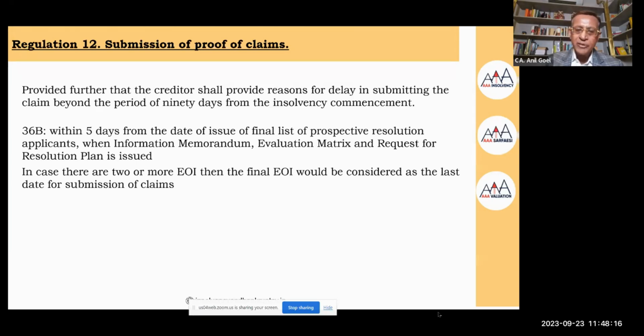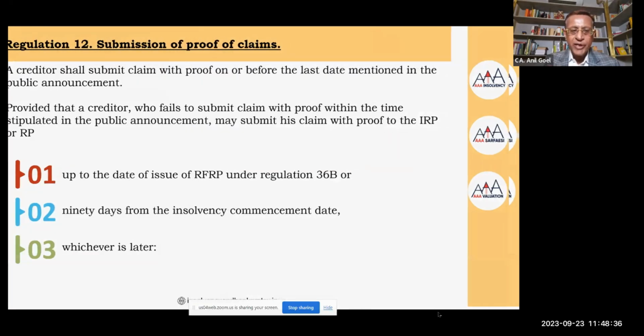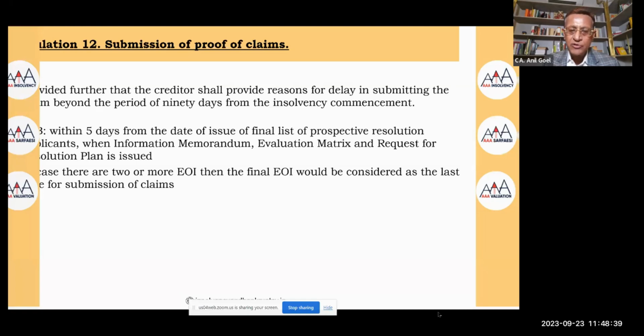Because the RP's obligation is separate. The RP's obligation is like 36B. 36B is basically 5 days from the date of issue of the final list of PRAs, along with when the information memorandum, evaluation matrix, and RFRP are issued. That is something where we actually have to say up to the date of issue. So that is within 5 days from the date of issue of the final list. So release of EOI, time given for submission of EOI, then the provisional list, then verification under 29A, then the final list.